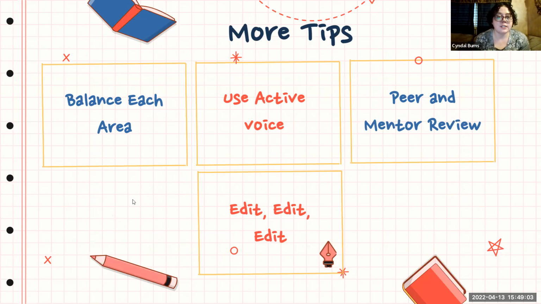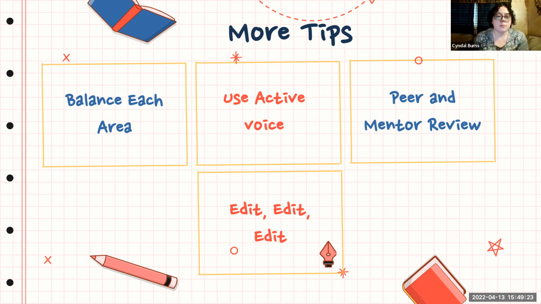You want to balance each area so that there's not 3/4 of your proposal in one section and then a sentence in another section. Use the active voice when possible, although this isn't always as required in the sciences and stuff like that because of the way experiments are set up.